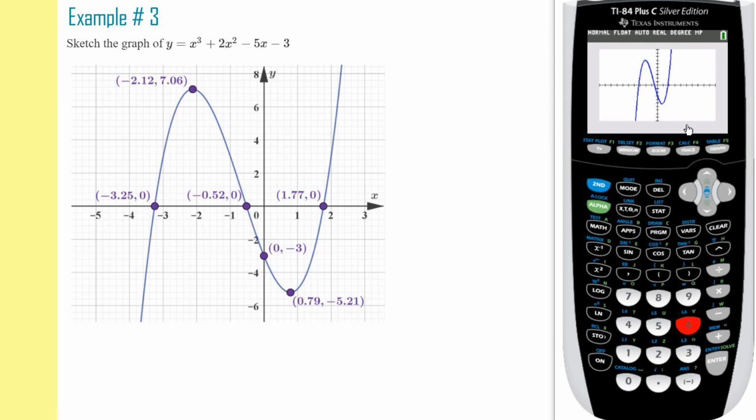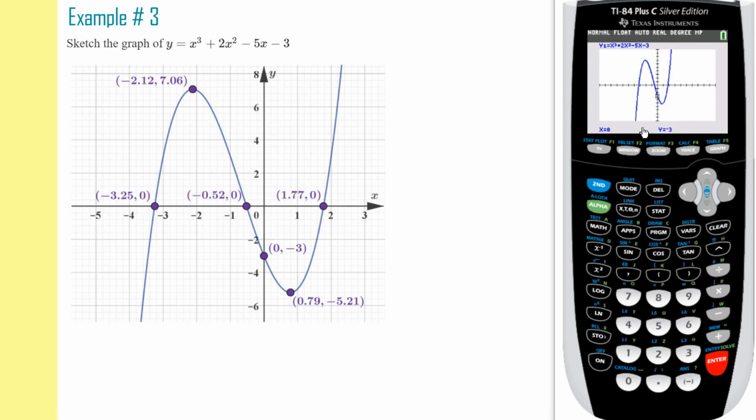Alright, so you go to second trace, and here you can find a lot of helpful tricks. Okay, so let's start with our y-intercept. That's the easiest one because when we're looking for our y-intercept, x just has to be 0. So we're going to trace it for x is 0.